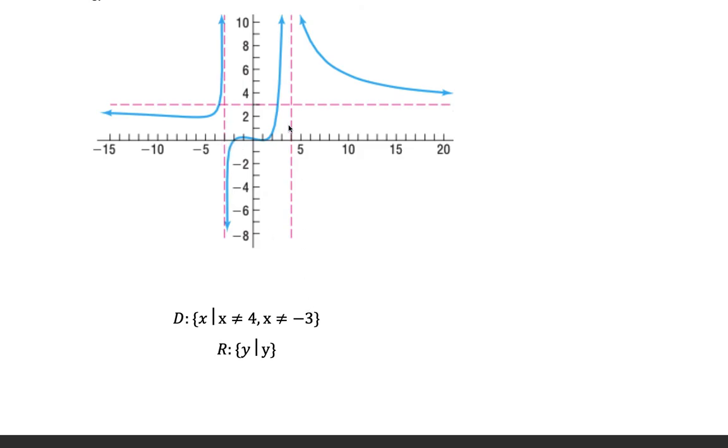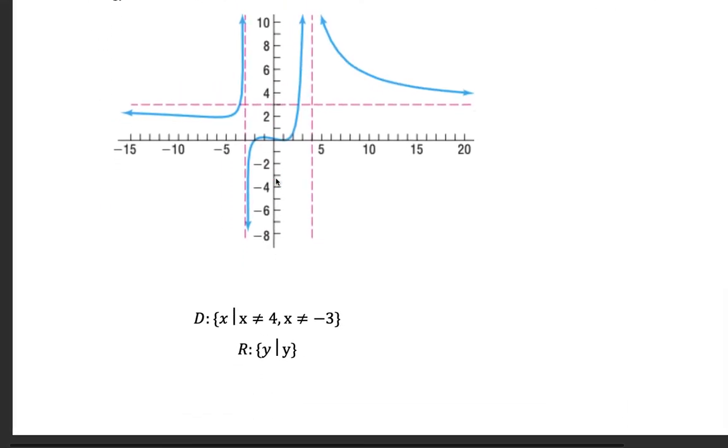So at minus 3 we have one asymptote, and at plus 4 we have another vertical asymptote. That's why, other than these two numbers, all the values are okay for this graph. And the range is all real numbers, because this graph actually takes all the y values.